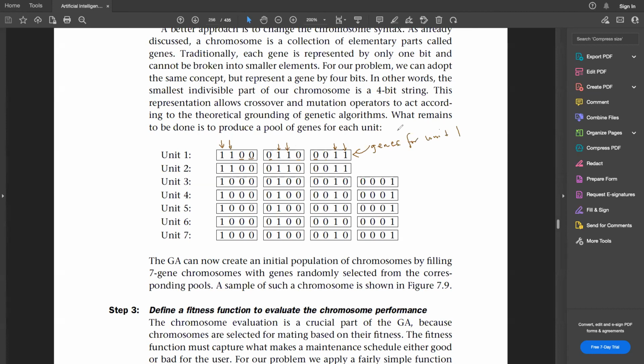So when we are doing mutation, for example, we could say remove this gene, take it out, and replace it with this other gene. Okay, so here our genes are a bit bigger. They contain more bits rather than the individual bits themselves.